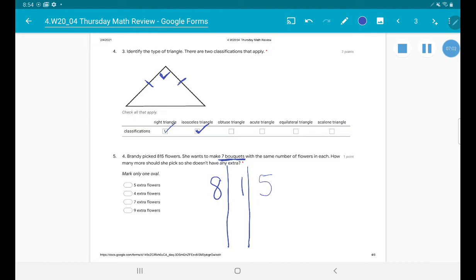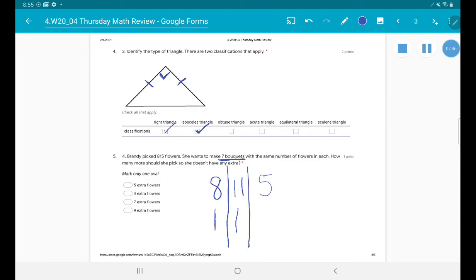Okay, so we're splitting 815 into 7 equal groups. How many times can I put 8 things into 7 groups? 1. How many do I have left over? 1. So I'm going to add that to the 10 and that becomes 11. So now I have 11 things to put into 7 groups. Then you can do it 1 time and there would be 4 left over. I used 7. That leaves 4 left over.